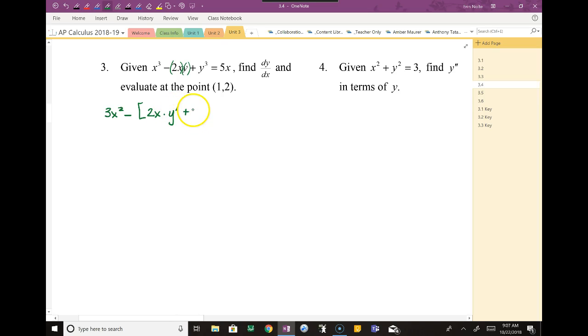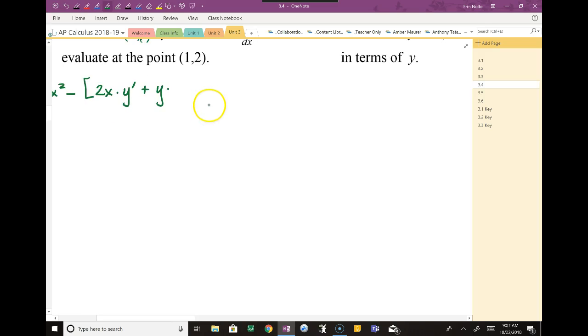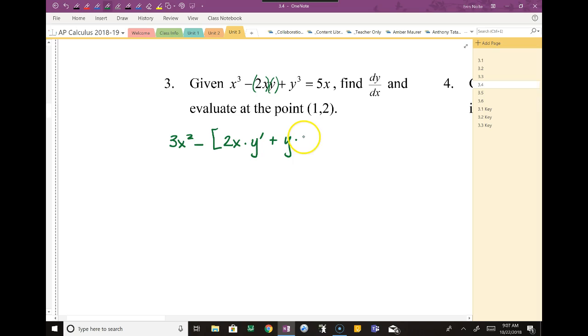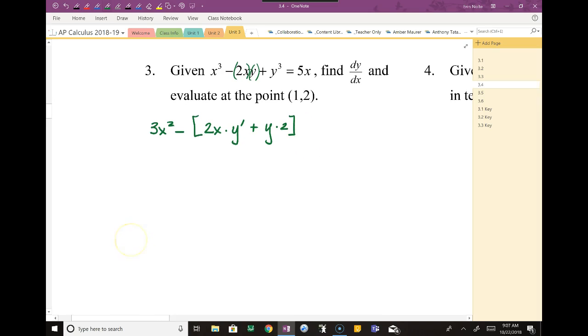Plus my second, which is y, d first. What is the derivative of 2x? 2. Okay, so I'm going to end that parenthesis, and then we'll distribute that negative here shortly. Moving on now to my third term, what is the derivative of y cubed? Plus 3y squared y prime. And on the other side, derivative of 5x is 5.